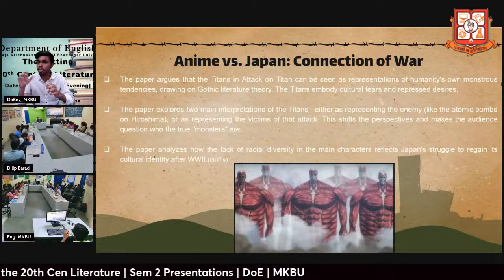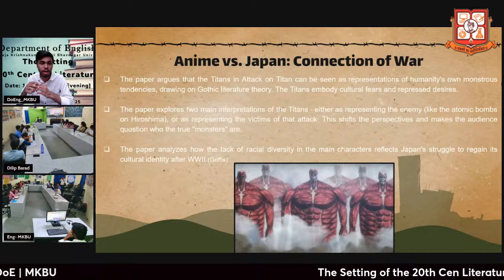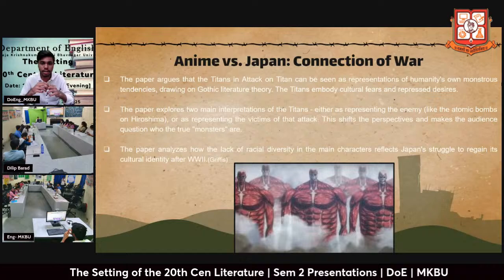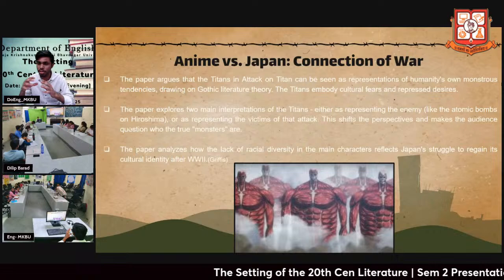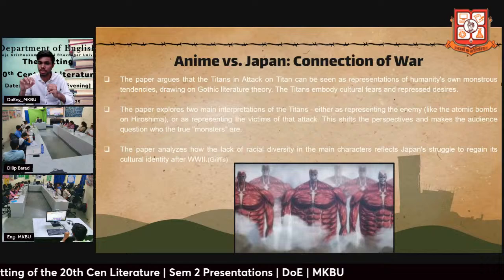In the paper, there is also the argument about the Titan. As I said, the Titan is the monster in Attack on Titan. The Titan can be seen as a representation of humanity's own monstrous tendency, and drawing on Gothic literature theory, the Titans embody cultural fear and represent desire. In the paper, there are two main interpretations of the Titan. Either it is seen as the enemy, or, as I mentioned, the atomic bomb of Hiroshima.